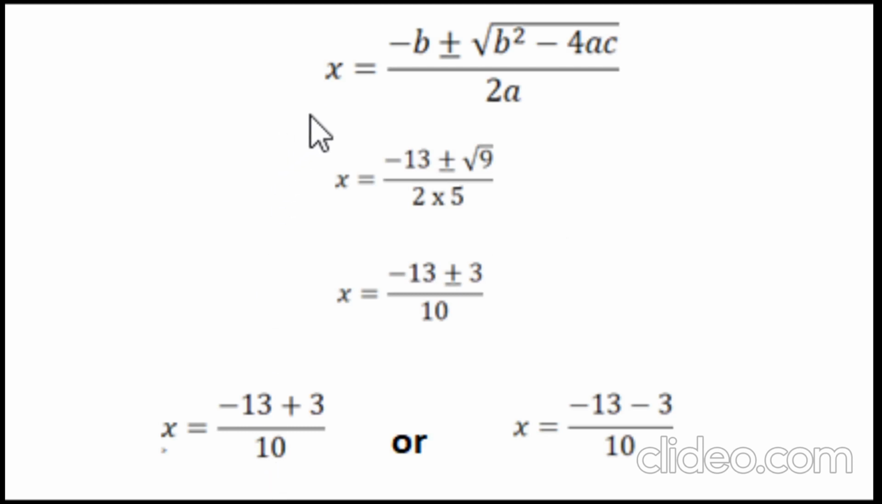The formula is x is equal to minus b plus minus root of b square minus 4ac upon 2a. b is 13, b square minus 4ac is equal to 9. 2 5s are 10. So square root of 9 is 3. So we get x is equal to minus 13 plus minus 3 upon 10. So x is equal to minus 13 plus 3 upon 10, or x is equal to minus 13 minus 3 upon 10.